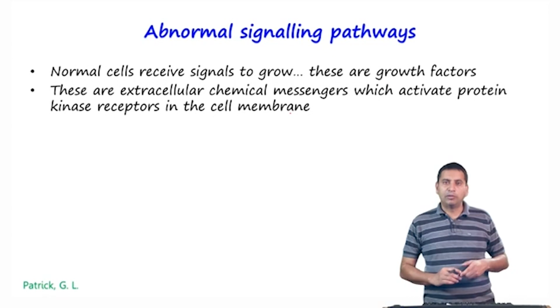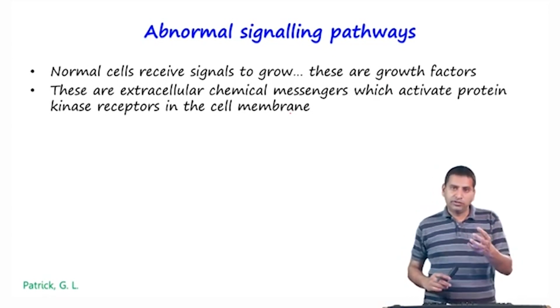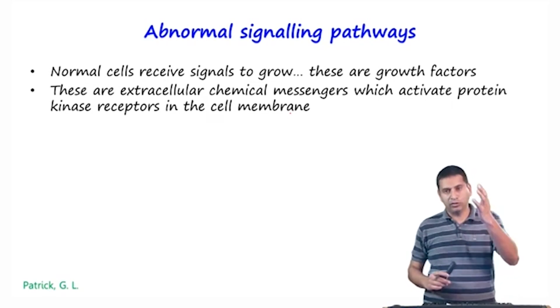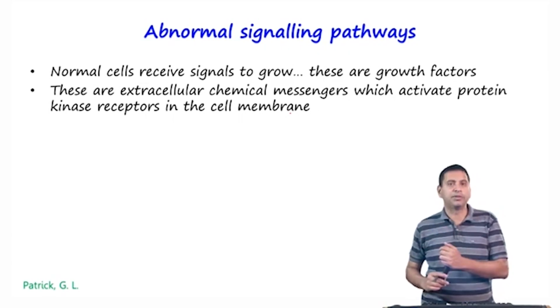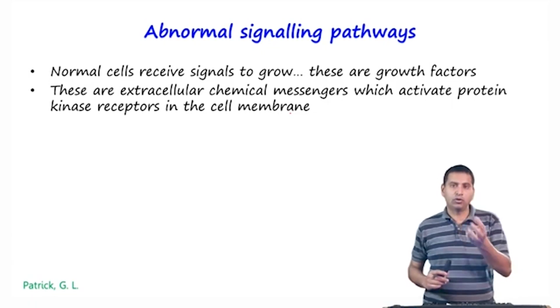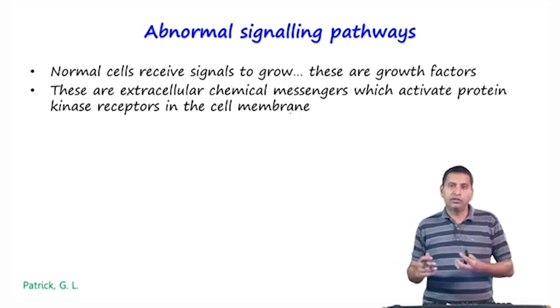So, let us look at some abnormal signaling pathways now. So, like I mentioned earlier, normal cells receive signals to grow, they receive signals to divide, and they receive signals to differentiate wherever the case might be. So, these signals that allow them to grow or propel them to grow are known as growth factors, and these are in many cases external cell chemical messengers which activate kinase receptors.